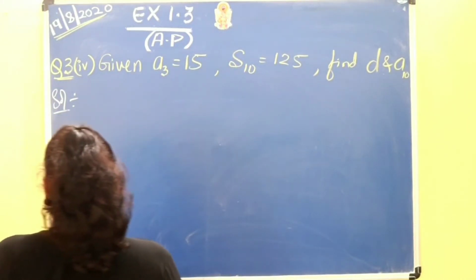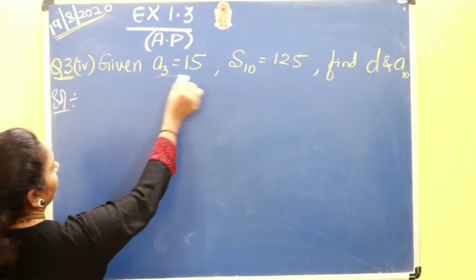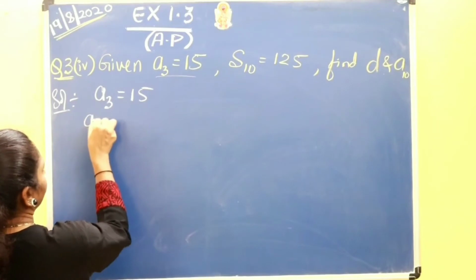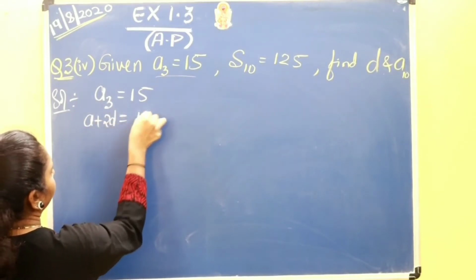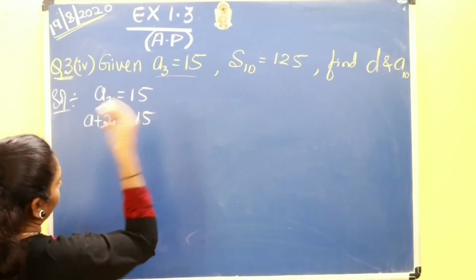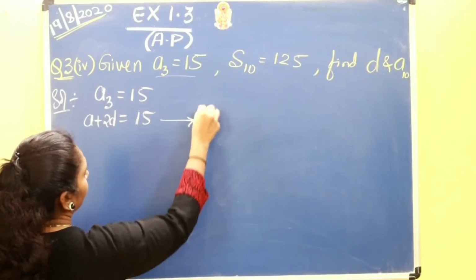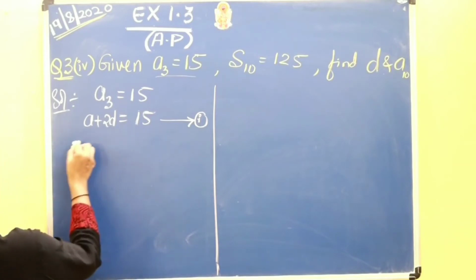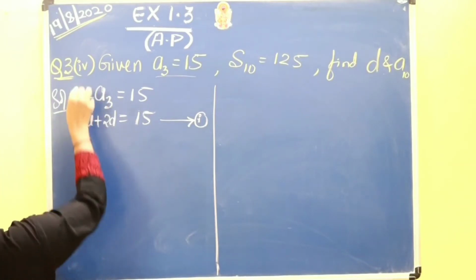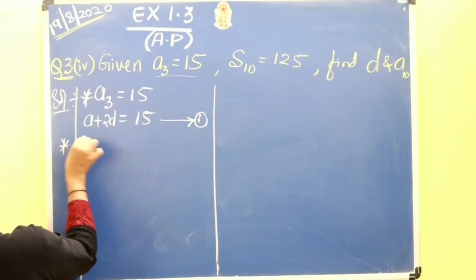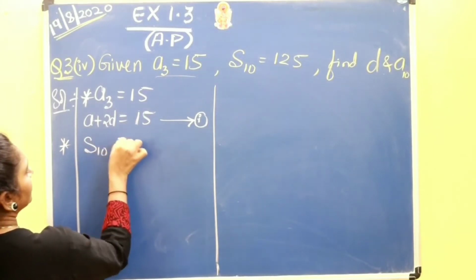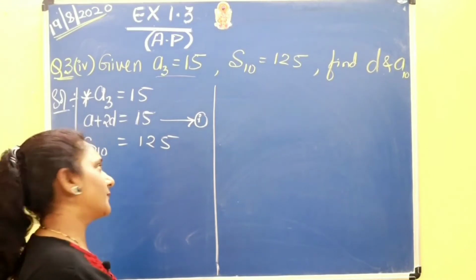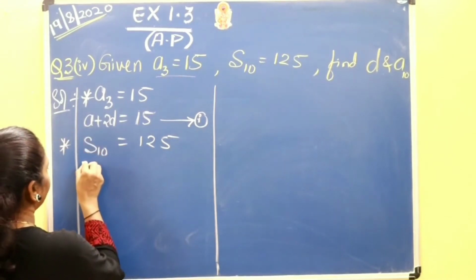So, what do you have? A3 equal to 15. A3 is nothing but a plus 2d equal to 15. We don't know any value, so keep this as the first equation. The other thing we have is S10 is equal to 125. With the help of S10 is equal to 125, what can we do?